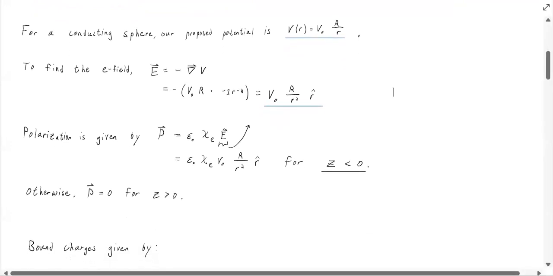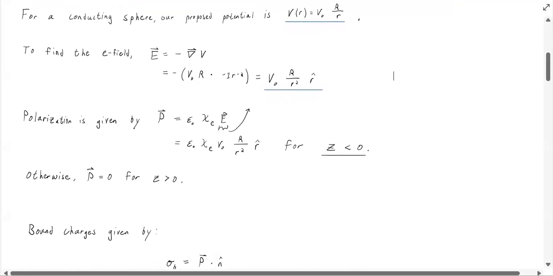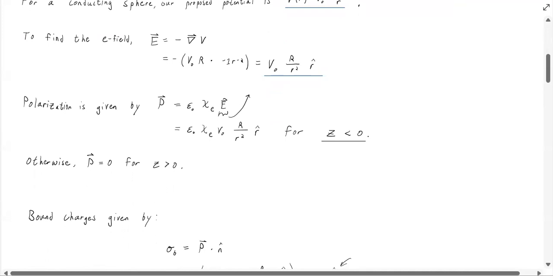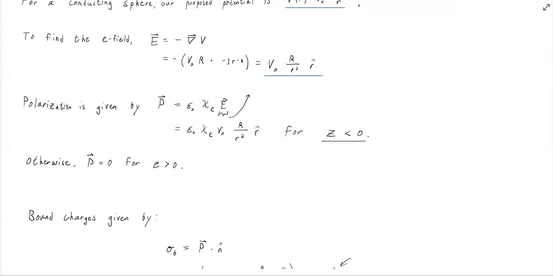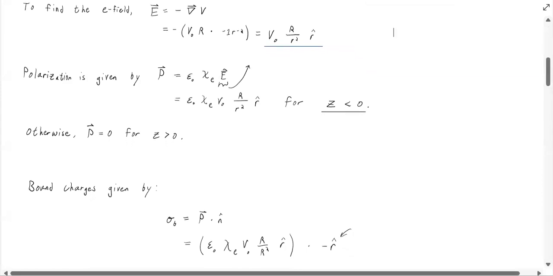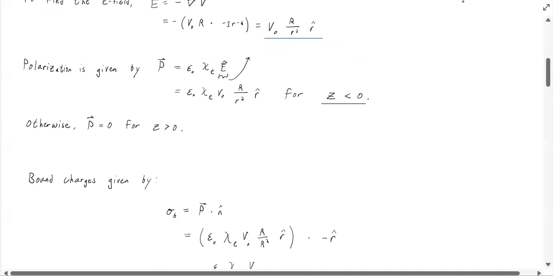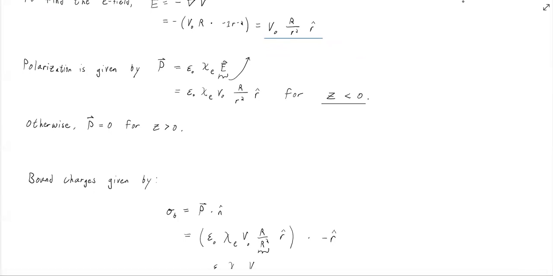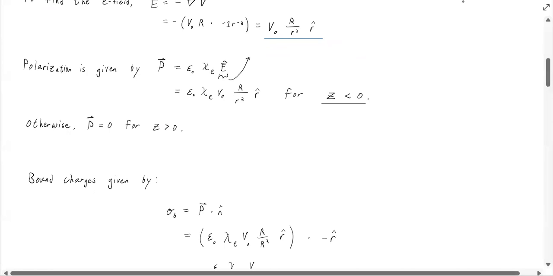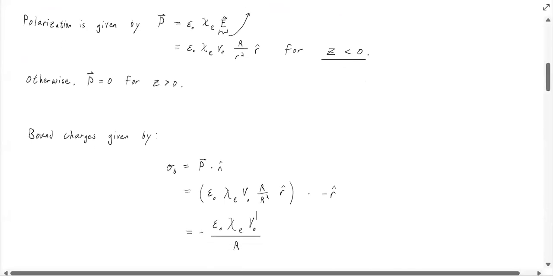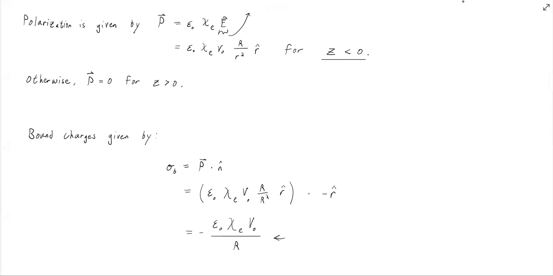Next, we'll find the bound charges. The surface bound charge first is given by the polarization dotted with the normal vector. For our case, we have the polarization, and we'll dot that with a negative r hat because our normal vector points in that direction. We'll also note, since it is a surface bound charge, we evaluate it at lowercase r equals capital R. So that's where we're getting our r over r squared. Simply doing this dot product, we get this formula for the surface bound charge. This is on the surface of the sphere in the dielectric.